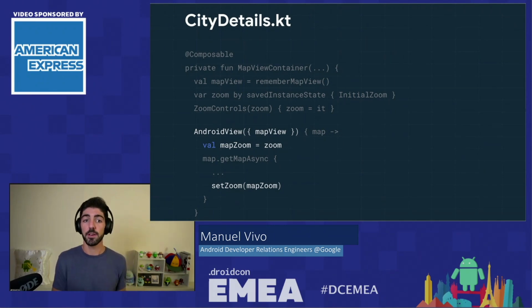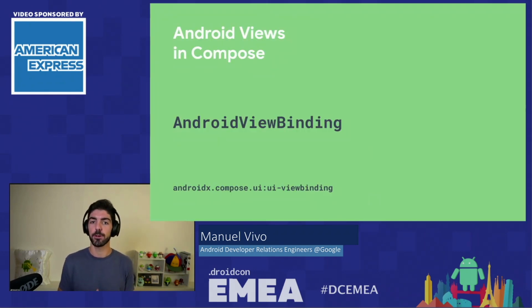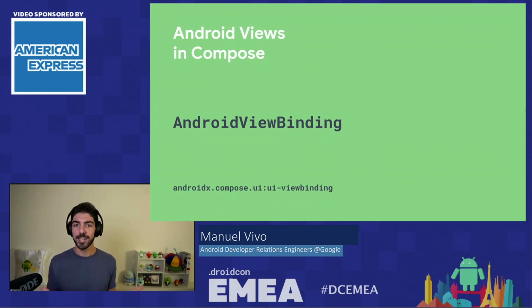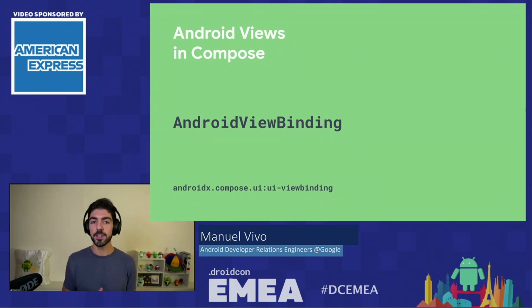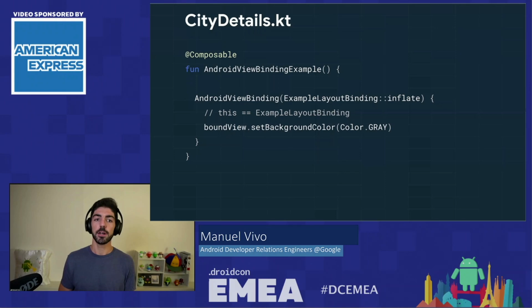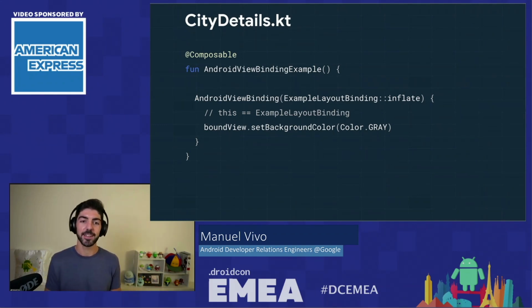But this is cool if you create your views inline, but that's not always the case. You might have an XML layout, for example. And in that case, you can use the AndroidViewBinding API. Obviously, this requires view binding to be enabled, and it comes in a different library, in a different artifact. In this case, ui-viewbinding. So here, the way to use it, you can simply call AndroidViewBinding with the inflation of the binding of your layout as a parameter, and you can access your bindings in the update lambda. You don't have to do anything else, pretty neat.